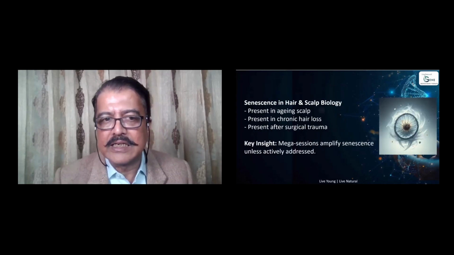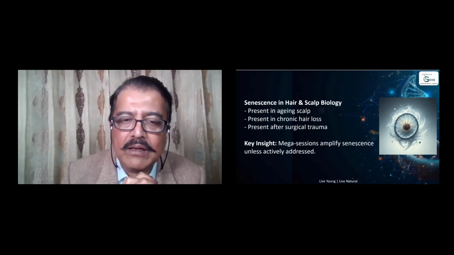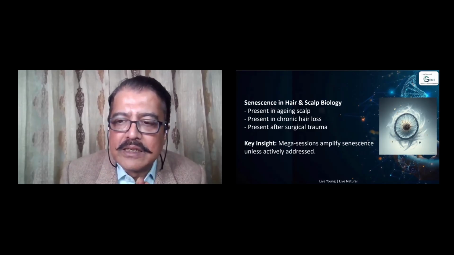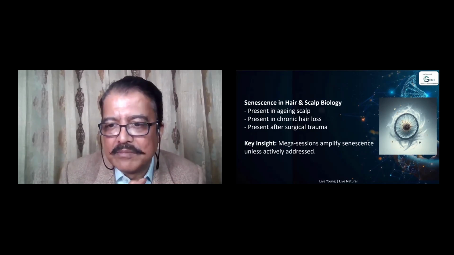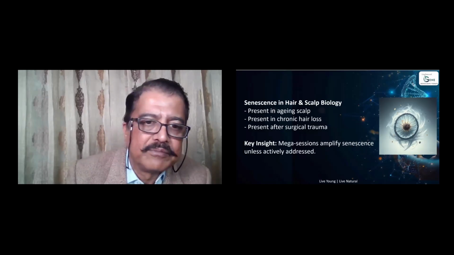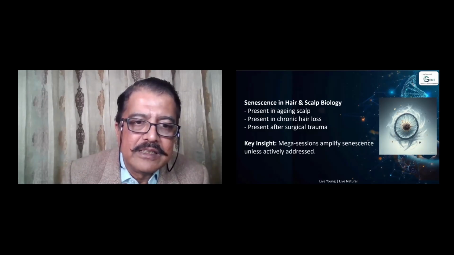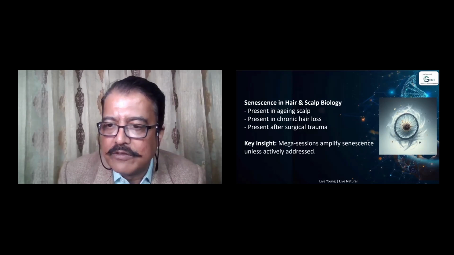So let us understand senescence in hair and scalp because we are talking about hair. I'm not a heart doctor. So senescence is visible in the aging scalp, of course. As people grow old, they have a lot of aged cells, senescent cells. On the right hand side, you can see an AI generated image of a senescent cell secreting all the inflammatory molecules. Senescence is also present in cases of chronic hair loss, like in telogen effluvium.